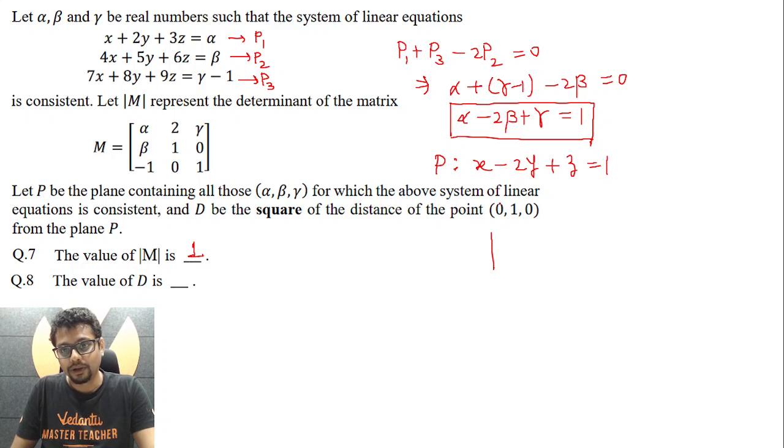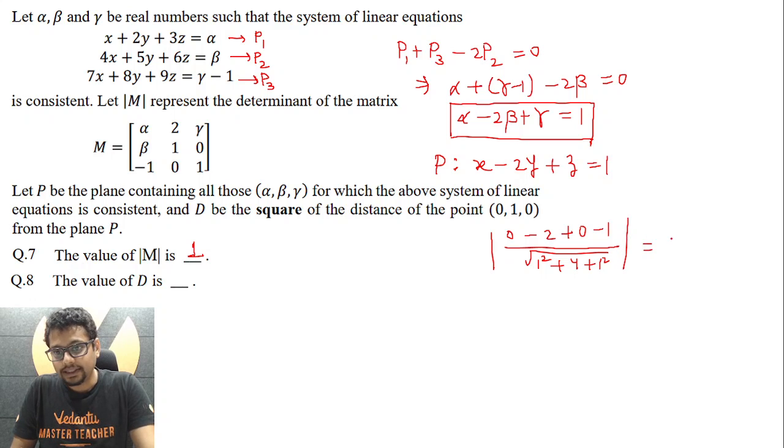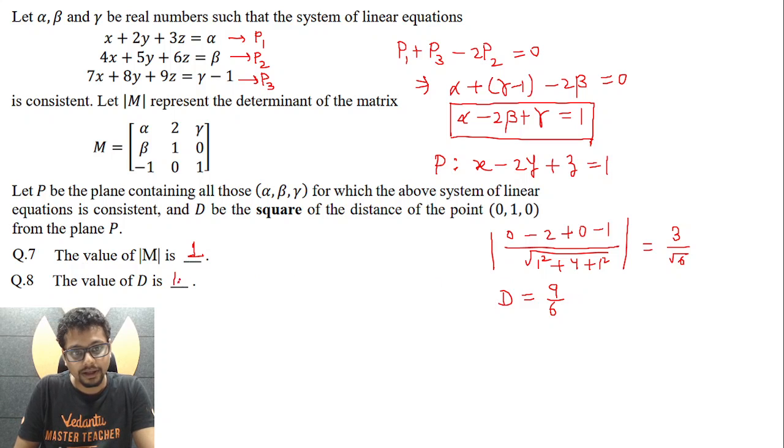So it's very simple. You put x to be 0, y to be 1, z to be 0, and this 1 you'll take on the left hand side as minus 1, divide by the under root of coefficient of x square plus coefficient of y square plus coefficient of z square. So this essentially becomes 3 by root 6. Now mind it, this is the distance of this point from this plane P. But what we want is the square of the distance. So D essentially will be 9 by 6. 3 square is 9, root 6 square is 6. 9 by 6 is 3 by 2, which is 1.5. And that's the answer for question 8.